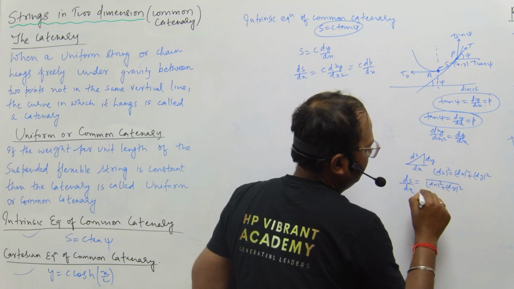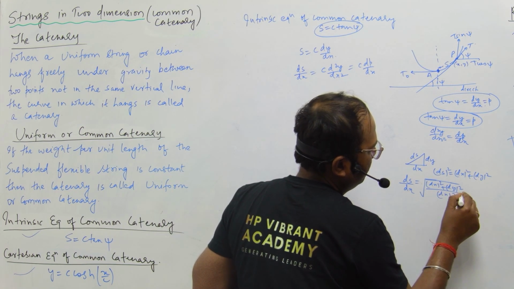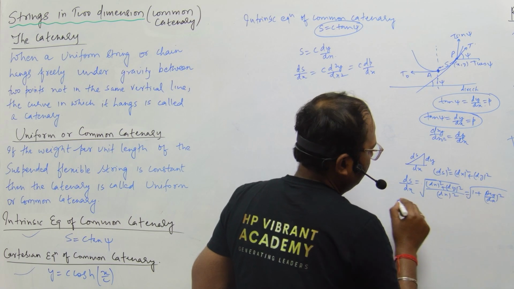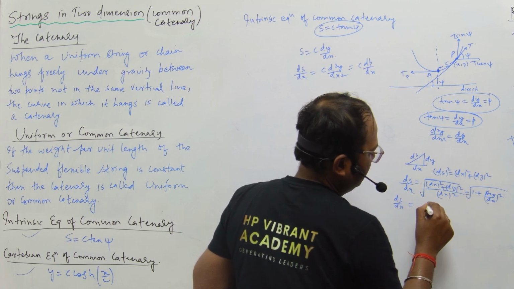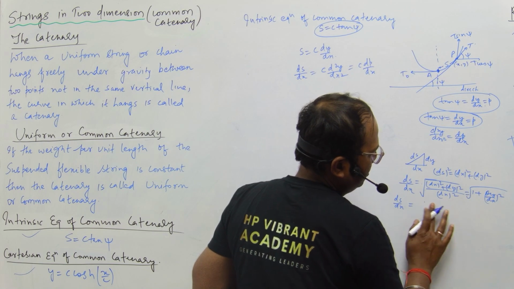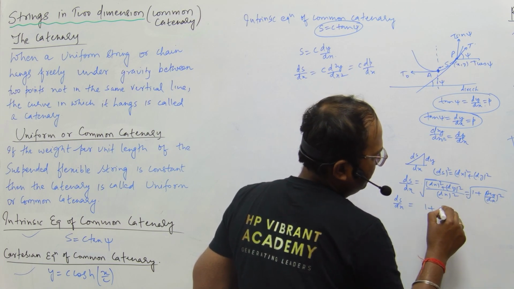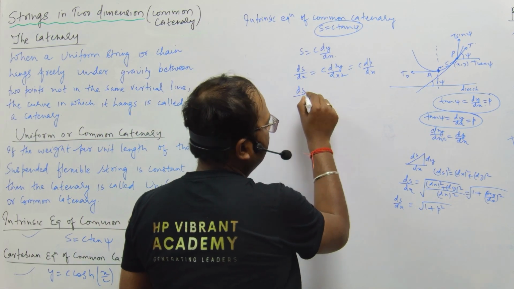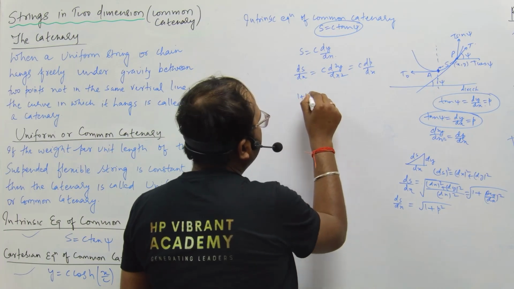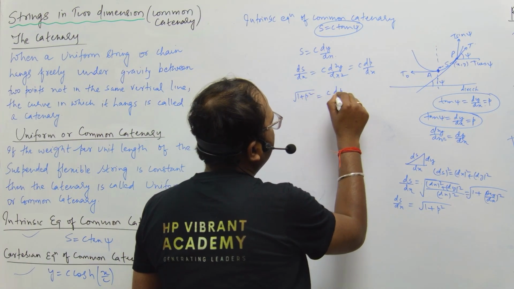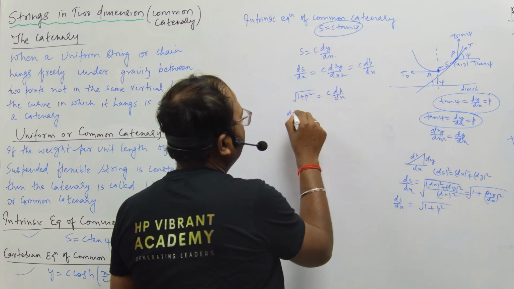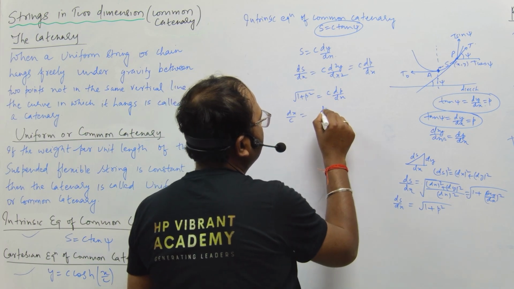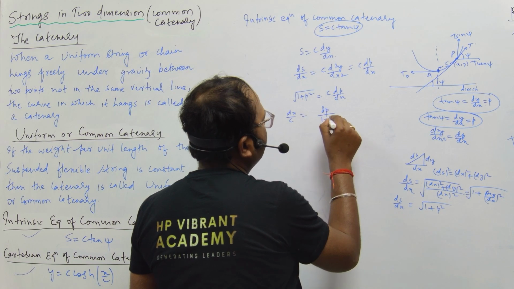So this will be equal to (dy/dx) whole square. This is equal to square root of 1 plus (dy/dx) whole square. So ds/dx equals square root of 1 plus p squared, where we have taken dy/dx as p. So ds/dx is equal to square root of 1 plus p squared, which is equal to c times dp/dx. So we have dx/c equal to dp/square root of 1 plus p squared.